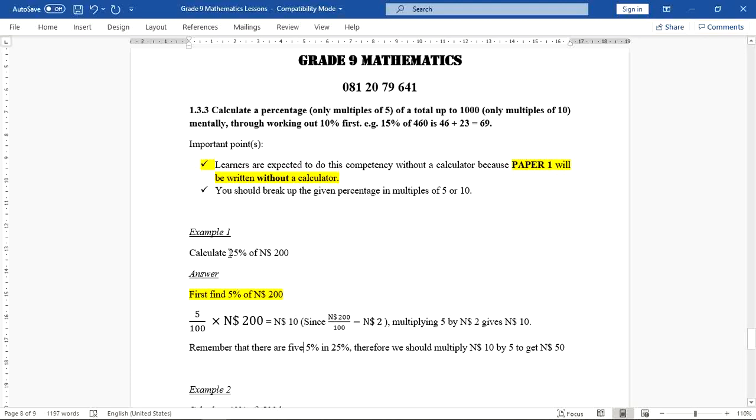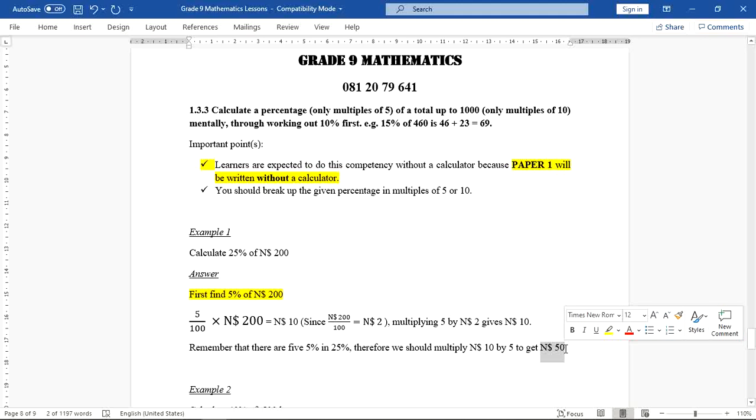If you look at 25, 25 is made up of how many fives? It is made up of 5 fives. So remember that there are 5 fives in 25. Therefore, you should just multiply your $10 by 5 to get $50. So my dear friends, I hope that is making sense to you.